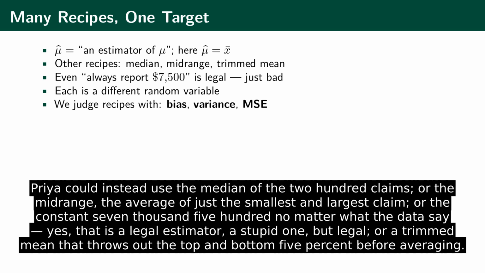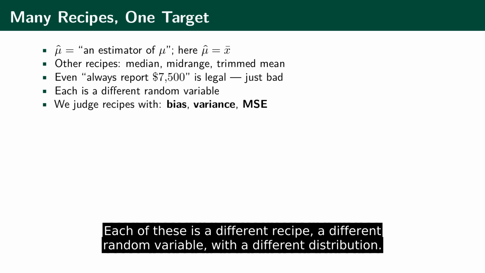Priya could instead use the median of the 200 claims, or the mid-range, the average of just the smallest and largest claim, or the constant 7,500, no matter what the data say. Yes, that is a legal estimator, a stupid one, but legal, or a trimmed mean that throws out the top and bottom 5% before averaging. Each of these is a different recipe, a different random variable, with a different distribution.